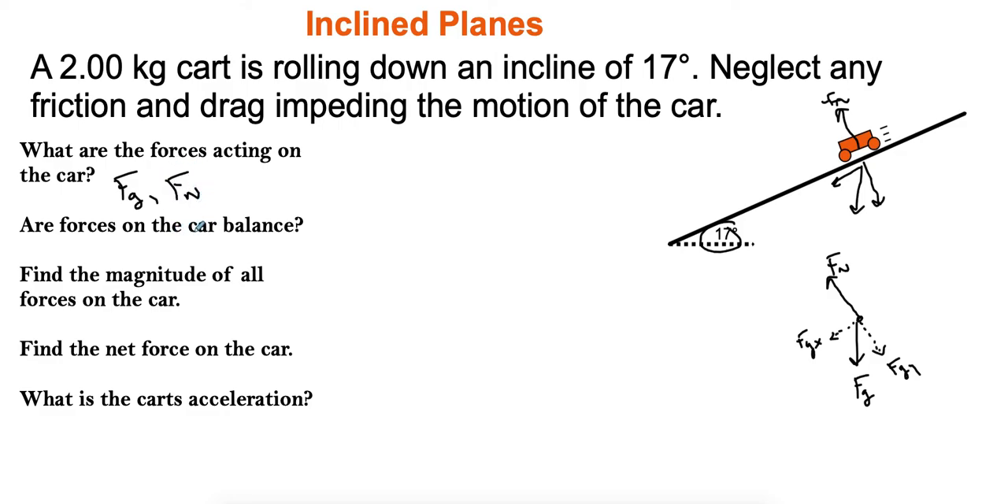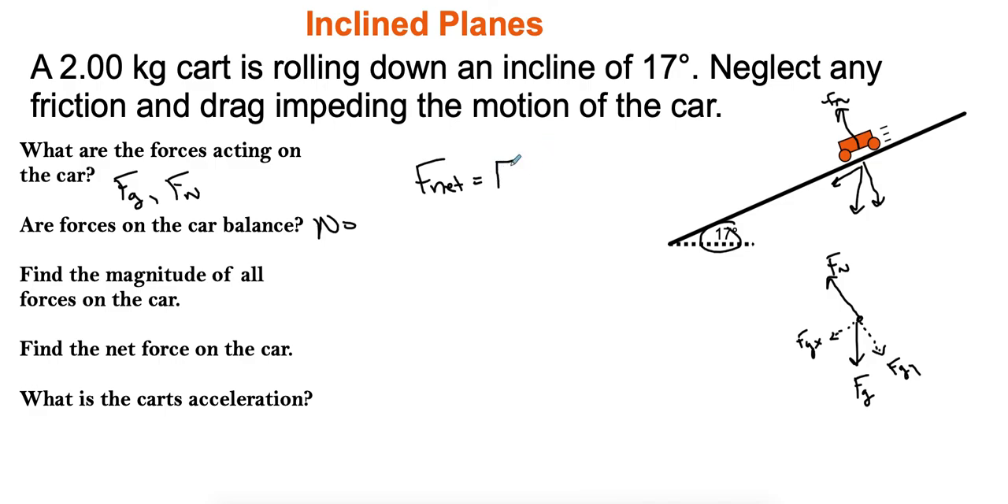Are the forces on the car balanced? No, because it's rolling down. Okay, I guess if it doesn't say constant, but we're just going to assume that it has an acceleration here. So find the magnitude of all the forces acting on the car. So we start by writing our net force equation. Alright, so what are the forces acting here? We got gravity and normal force.